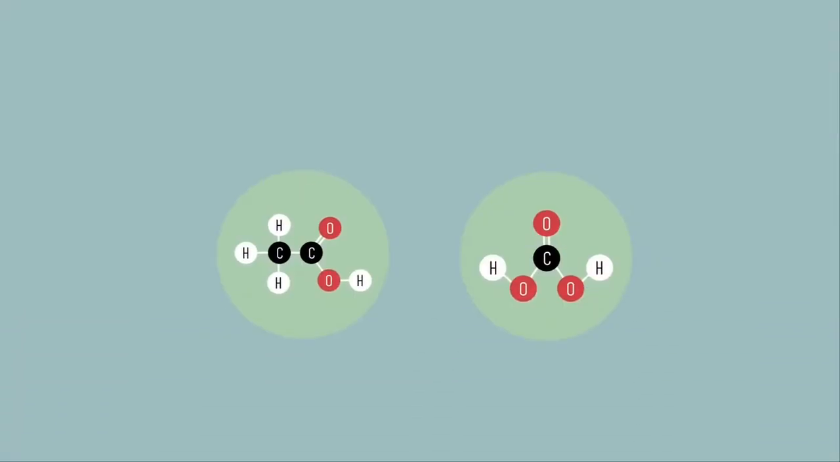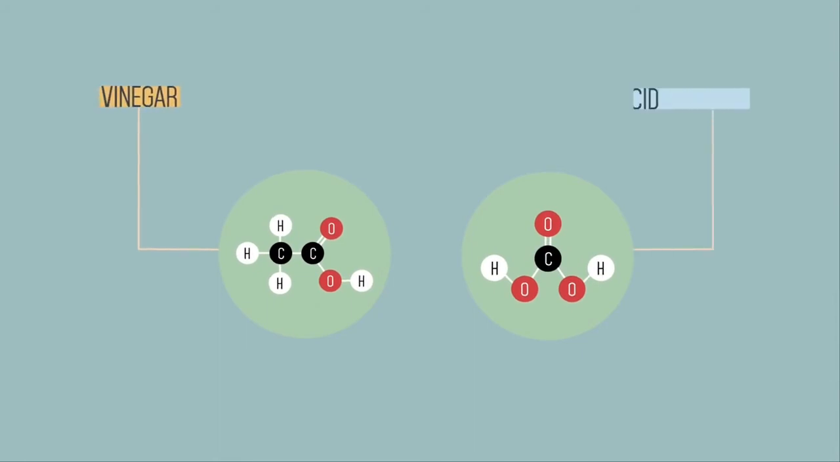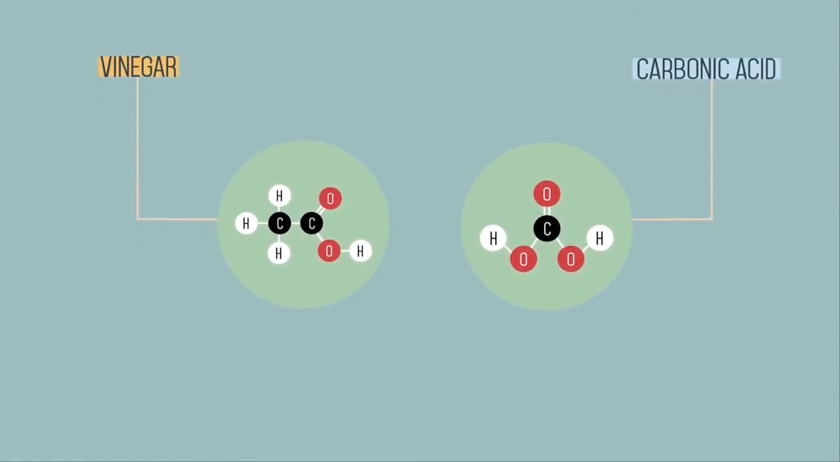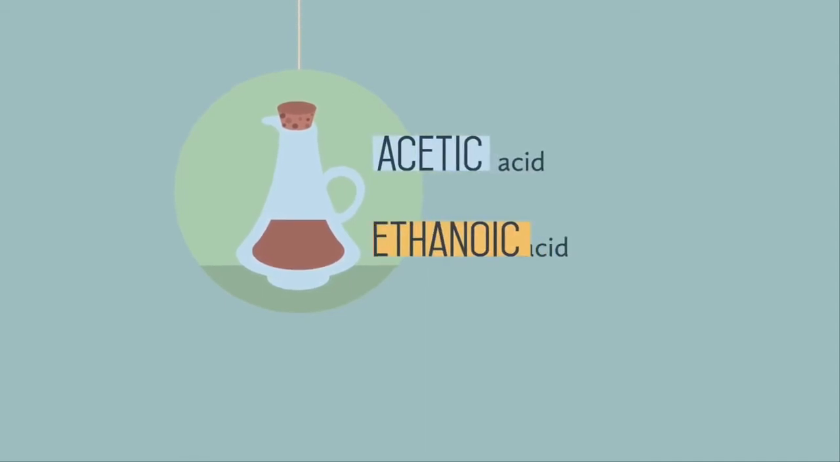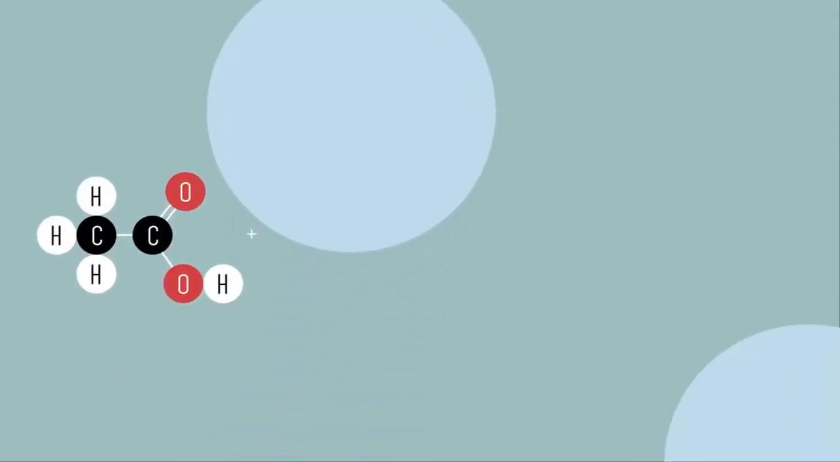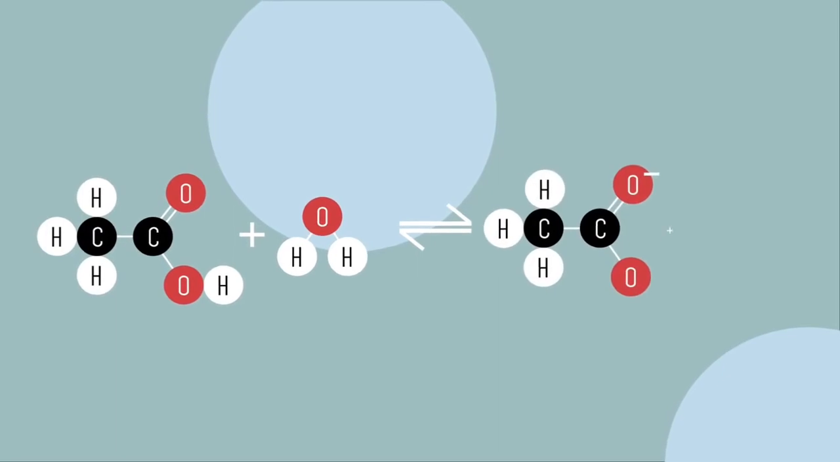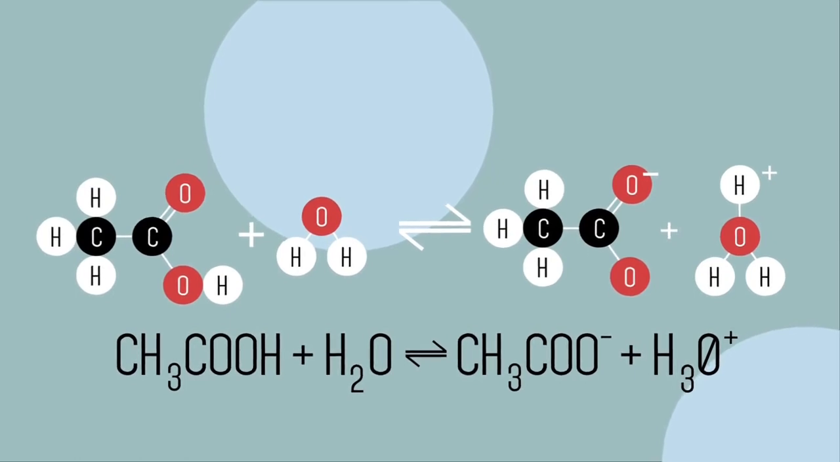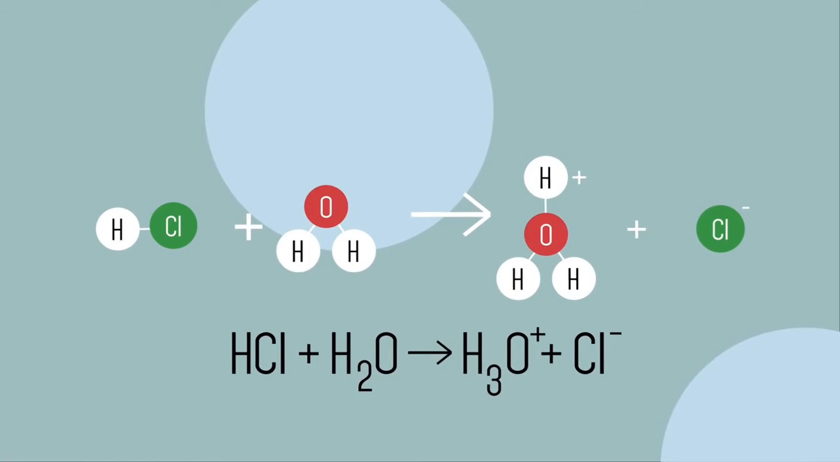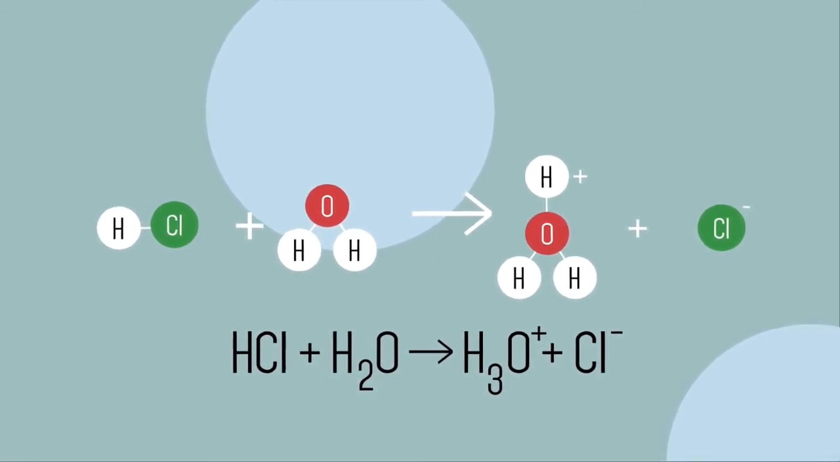Here are 2 common weak acids, vinegar and carbonic acid. Vinegar is also known as acetic acid or ethanoic acid. Ethanoic acid reacts with water to produce hydroxonium ions and ethanoate ions. Strong acids, however, are totally dissociated into their ions, which is indicated by the non-reversible arrow in the example shown for hydrochloric acid and water.